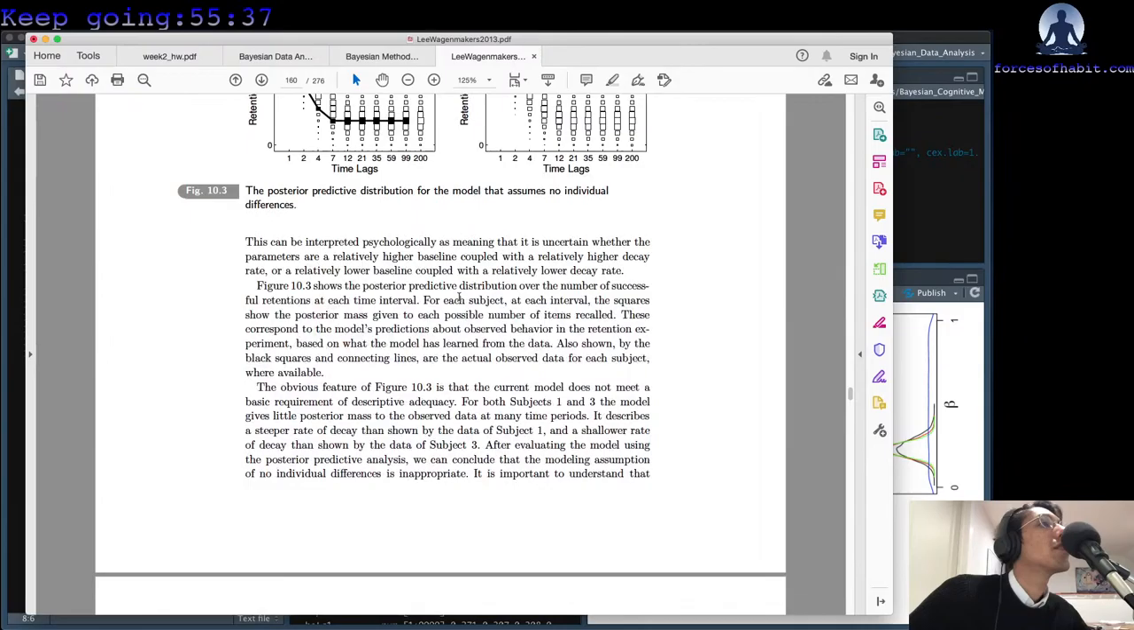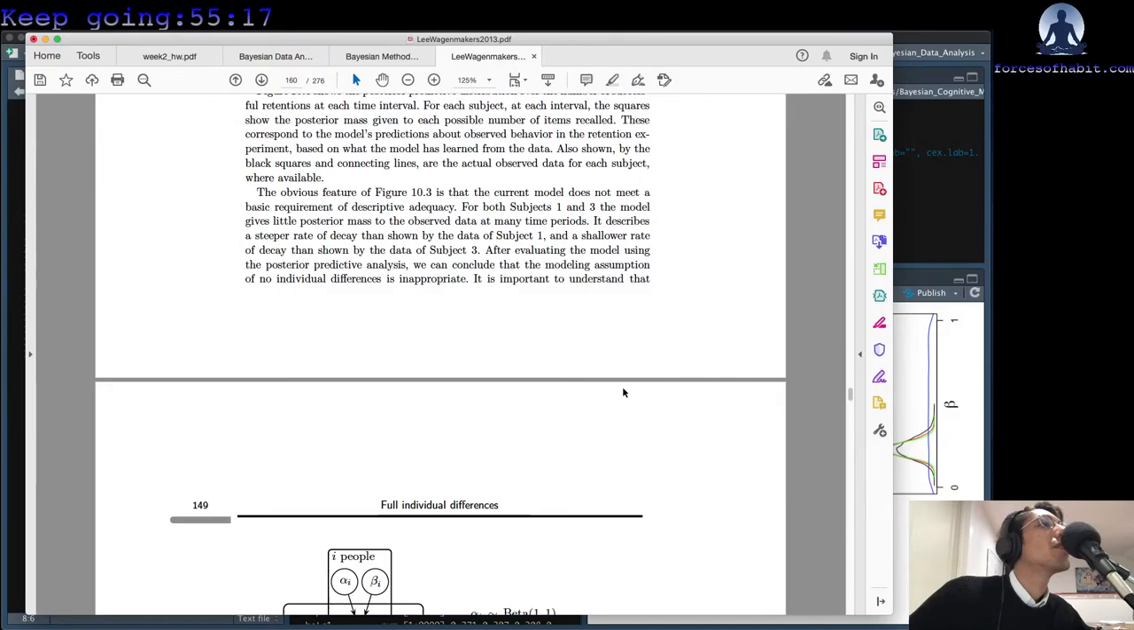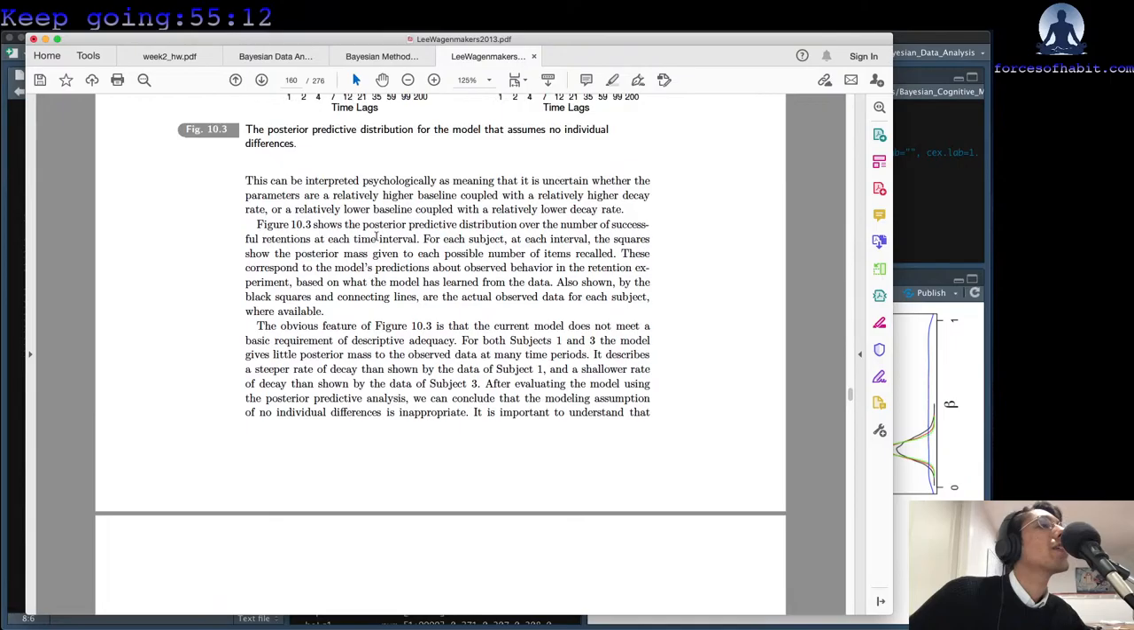Mm, 10.3. So what we see here is for subject 2 we're getting a pretty good predictive curve. Subject 1 we're missing, then not so good here, and then no curve here. 1 and 3 gives little posterior mass to the observed data at many of the time periods.